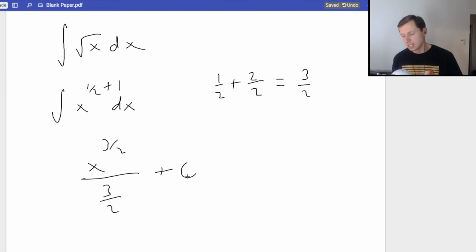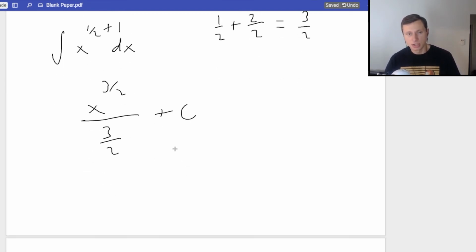3/2 plus c. Now we can't leave this as the final answer. We don't like complex fractions like this. We don't want to have a fraction within a fraction in the denominator. So instead, how do we deal with that?